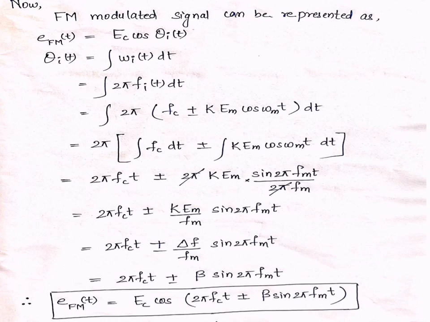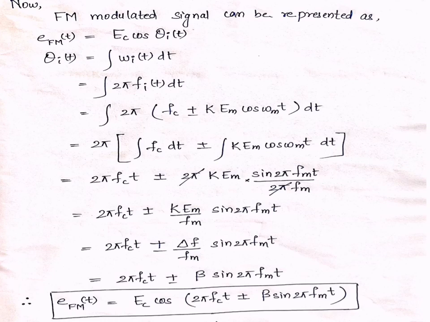Okay, that we have already seen in our previous slide. And omega it is equal to 2 pi fit. So integral of omega it dt is equal to integral of 2 pi fit dt. Now we are going to place the value of fit from the previous slide, that is fc plus minus kem cos omega mt. Okay, now we are going to solve this integration.